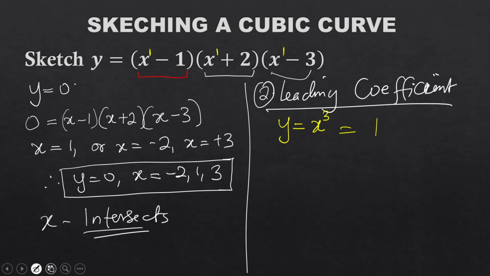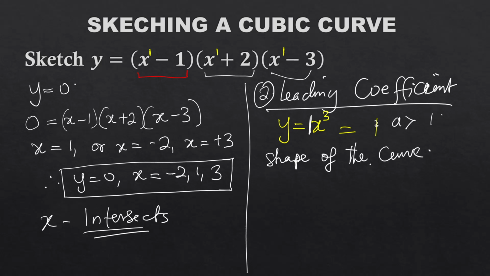Let me show you what I mean by that. The coefficient of x cubed is 1, which means a is greater than 0. Therefore, it will determine the shape. I'm going to use the leading coefficient to determine the shape of the curve. It simply means that my curve is going to start from the maximum point, go to the minimum point, and move this way. That is it, because it is positive.